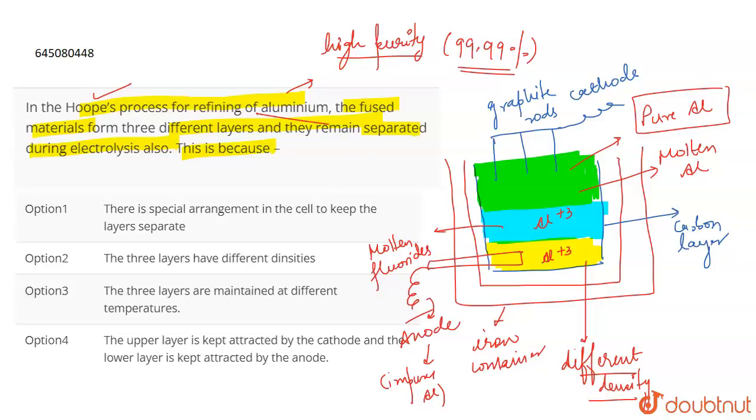So if you look at the options, the first option says that there's a special arrangement in the cell to keep the layers separate. This is incorrect, right? There's not a special arrangement, but there's a difference in the densities of these layers. So option 2 says the 3 layers have different densities. Yes, this is the correct answer. The next is 3 layers are maintained at different temperatures. This is also incorrect. There's no different temperature for these layers. The next is upper layer is kept attracted by cathode and the lower layer is kept attracted by anode. This is also not the correct explanation for this question, right? So these 3 layers remain separated because of the difference in densities, and that is what the question was asking. So that's all for the question.